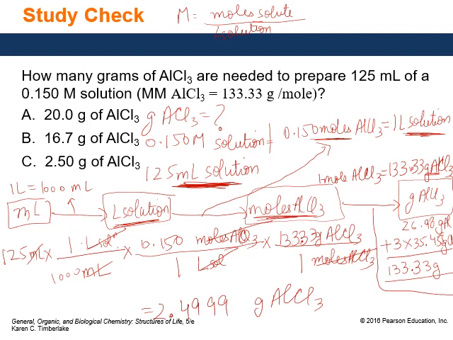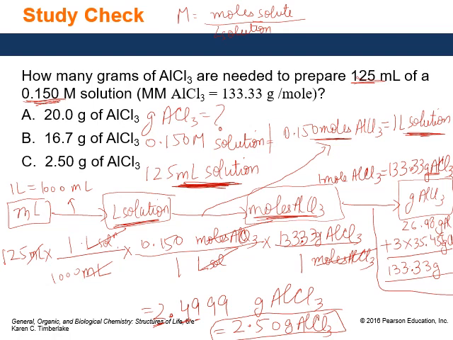The question gave me only two values, which is this has 3 sig figs, this has 3 sig figs. So my final answer should have 1, 2, 3 sig figs. That would be 2.50 grams of AlCl3. So our final answer is 2.50 grams.